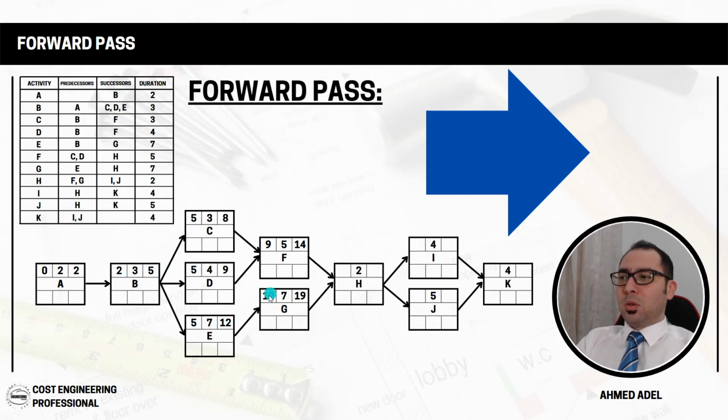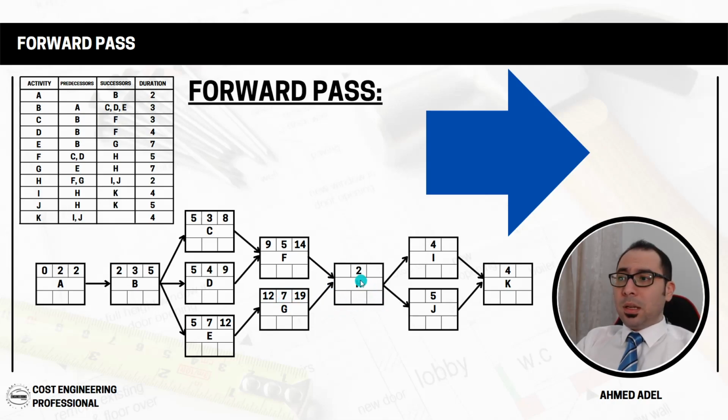So the 12 will just go here because it is just one arrow. G is depending only on E. So once E is completed on 12, G can start on 12. But here, F has to start after the latest, after D. So it will start on 9. And again, 9 plus 5, that's 14. And 12 plus 7, that's 19.